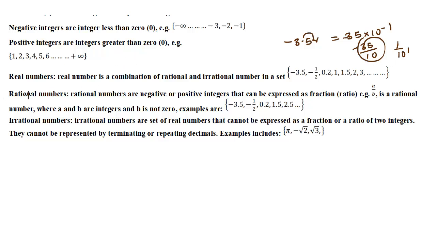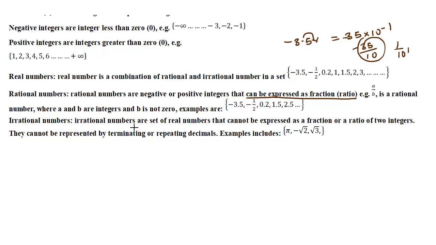So what are rational numbers? Rational numbers are negative or positive numbers that can be expressed as a fraction. Fraction means ratio. For example, a over b is a rational number where a and b are integers and b is not 0, because if you divide a by 0, it's undefined. An example of a rational number was -3.5. Real numbers are just the combination.